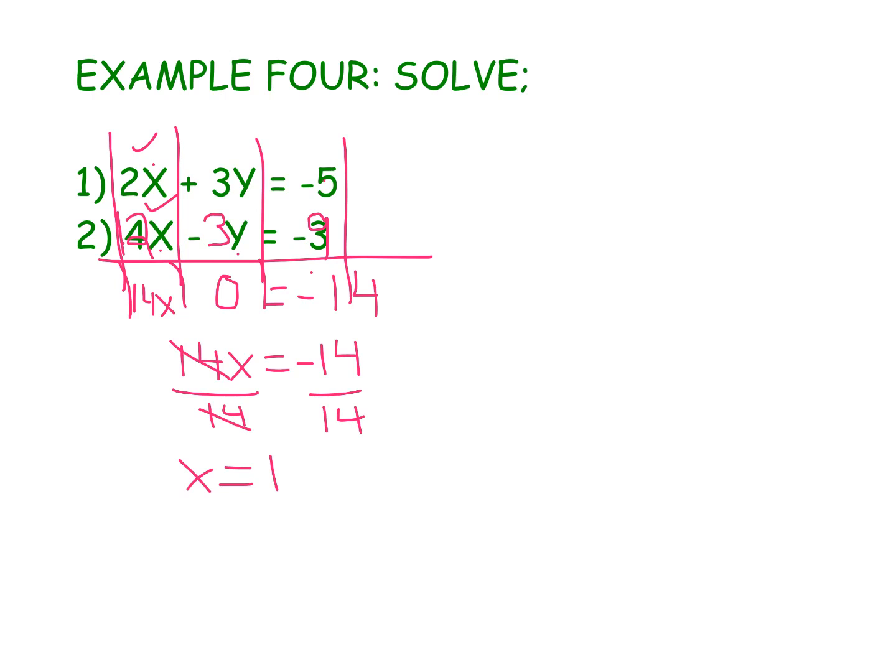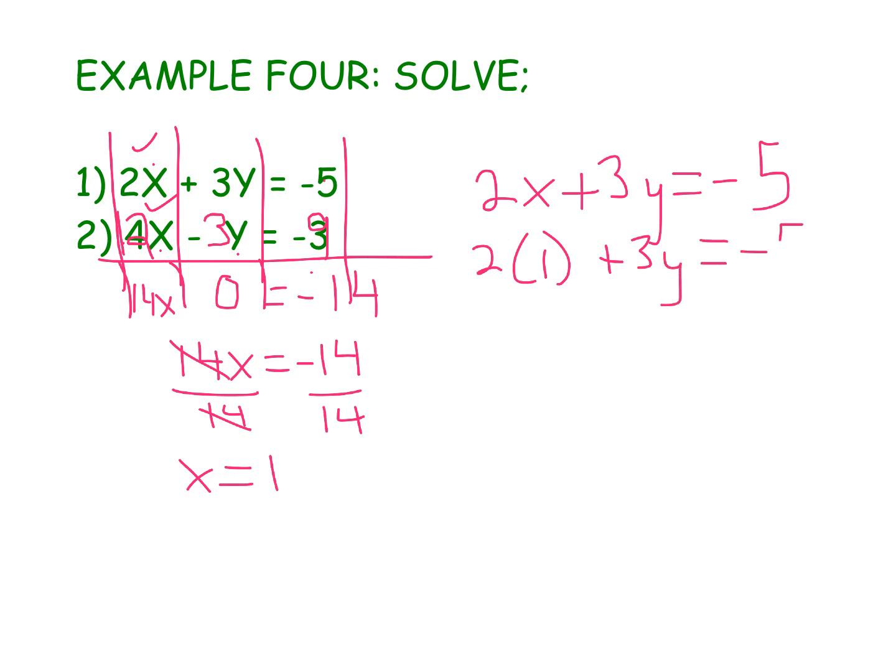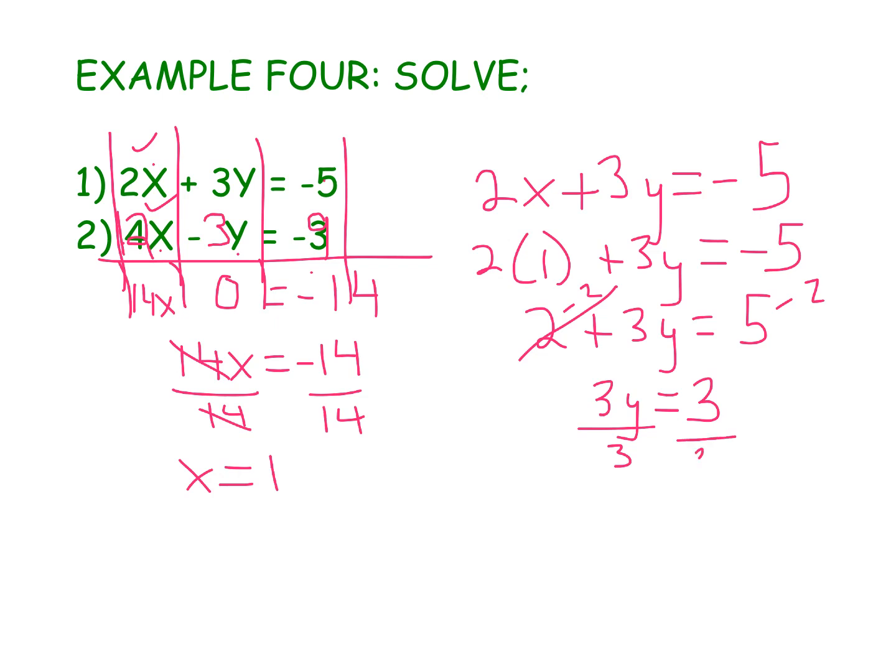So let's go back into the equation that we did not change, the 2x plus 3y equals negative 5. We know that x is 1, so we can make that 2 times 1 plus 3y equals negative 5. So 2 plus 3y equals negative 5. Let's subtract 2, subtract 2. So that's gone. Now I have 3y equal to 3. Divide by 3, divide by 3. Y equals 1. So therefore, the POI is 1, 1.